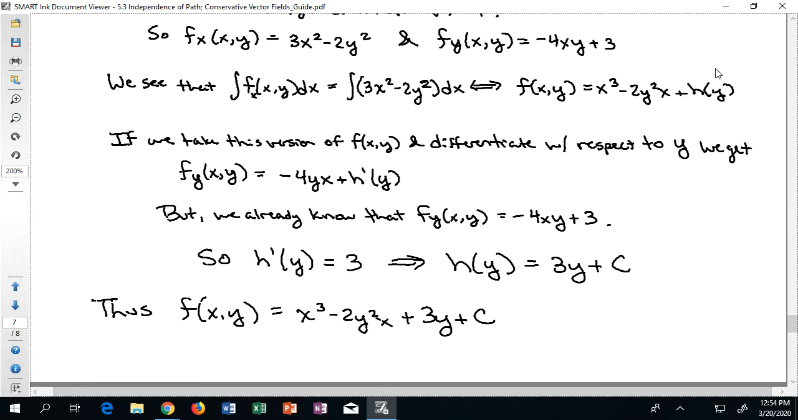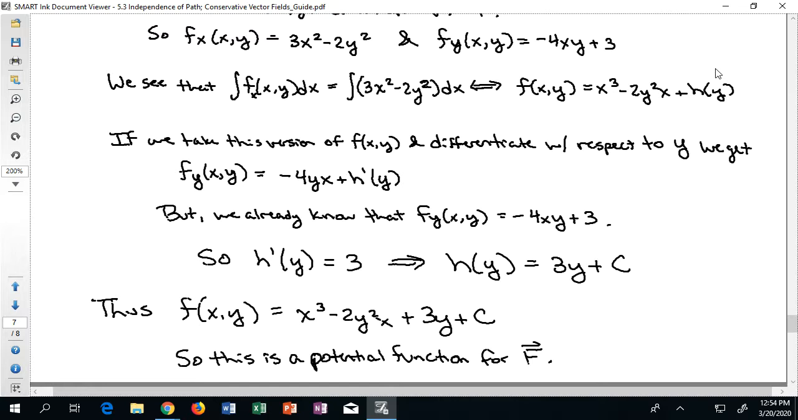And if we pick that constant to be anything in the world, what we've seen is we've found a potential function. So this is a potential function for f. That's really, really powerful. So this sort of technique is able to be used not only in 2 dimensions, but also in 3 dimensions.